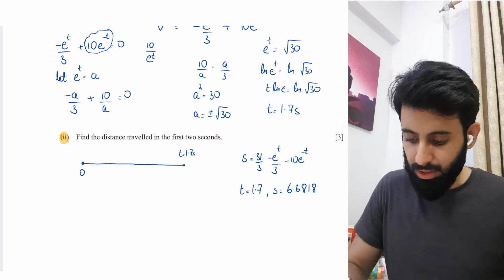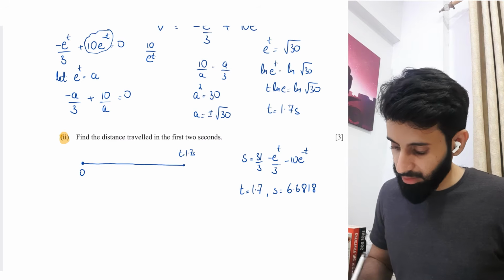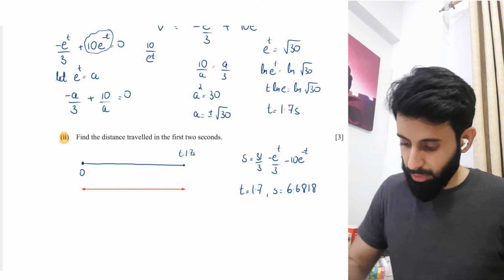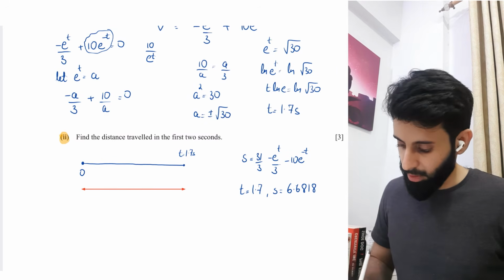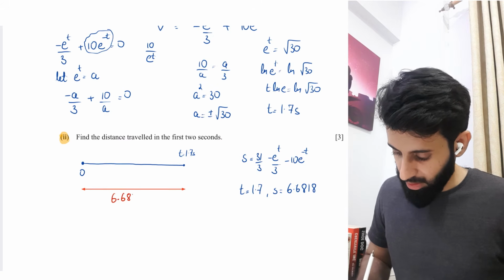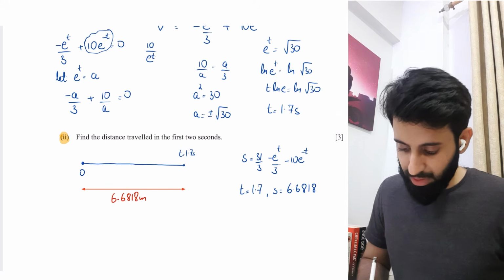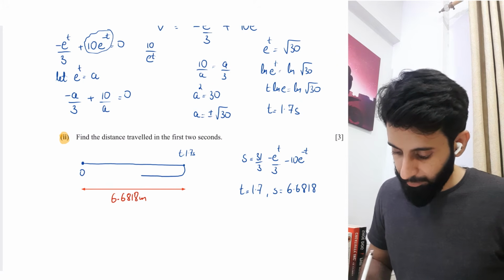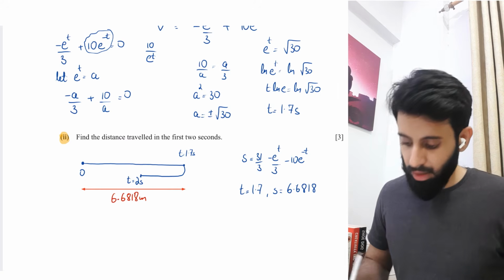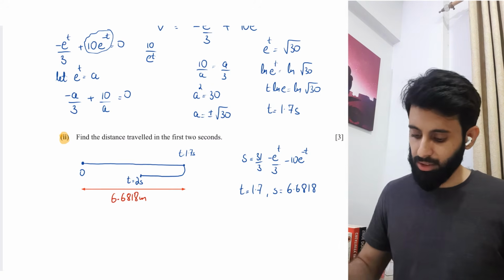Now what does this mean? This basically means that from 0 to t equals 1.7, this particular object is 6.6818 meters from the starting point. Now at t equals 1.7, the object turns, and then we just need to find out how far it travels in 2 seconds, or what is the total distance traveled in 2 seconds.